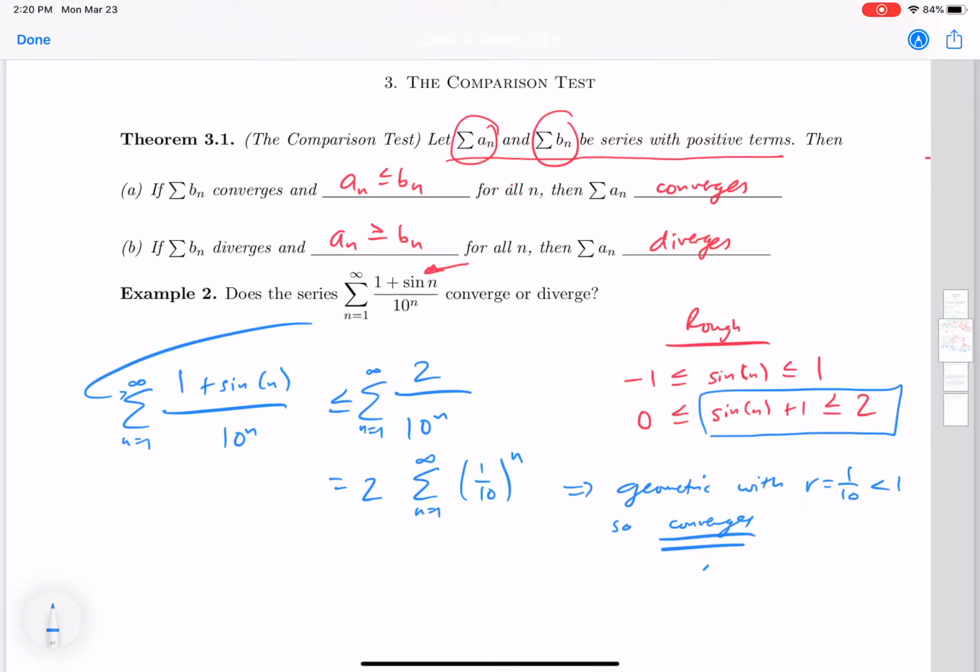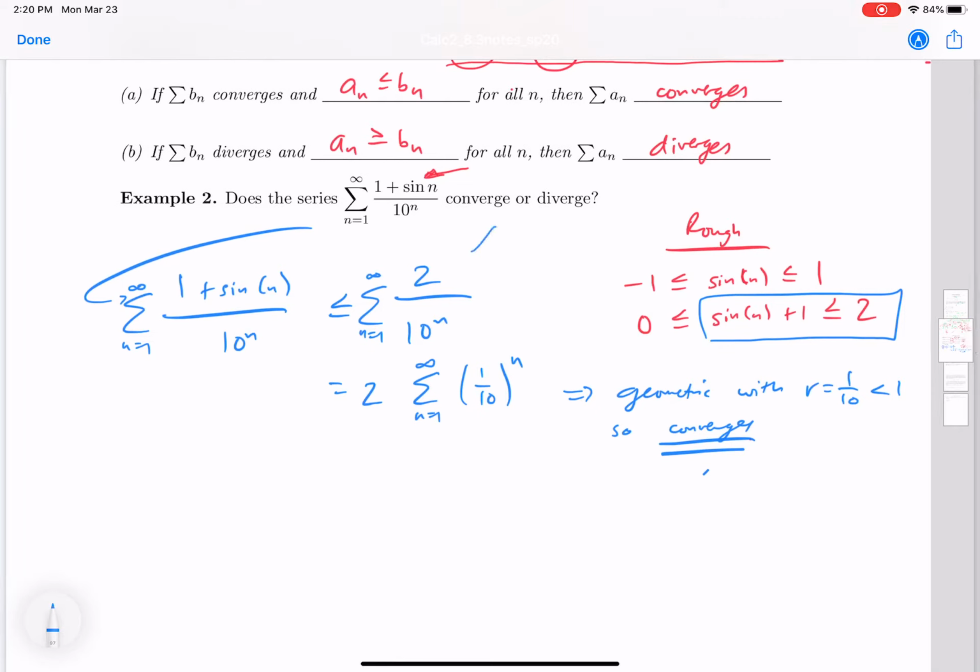Here we could actually calculate what this converges to, but it turns out that isn't going to be useful for us, because I can tell you what the top thing converges to, but I still wouldn't know what my actual series is going to converge to. I just know that it's going to be less than that. So this part is geometric. If it converges to a certain value and then I multiply that by 2, it still converges. So this means that the sum of 2 over 10 to the n converges.